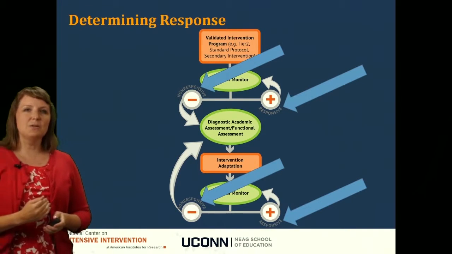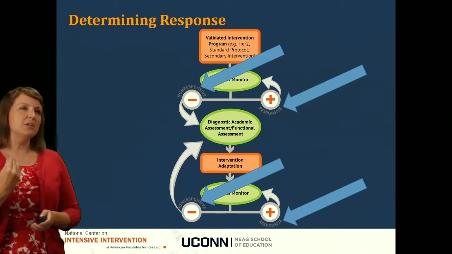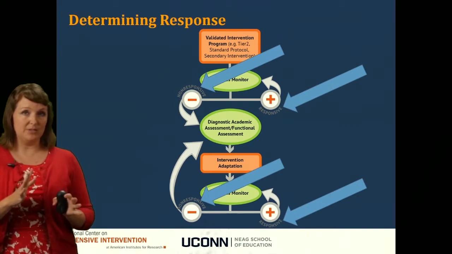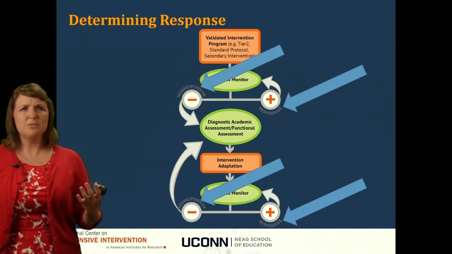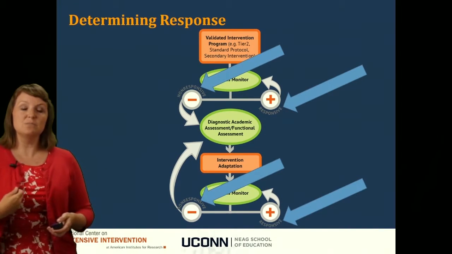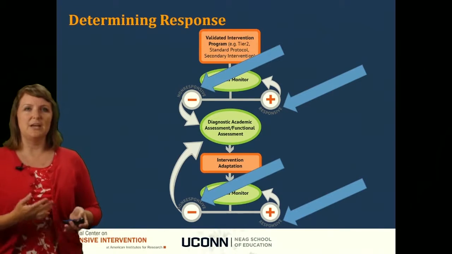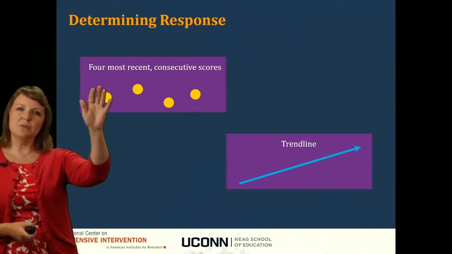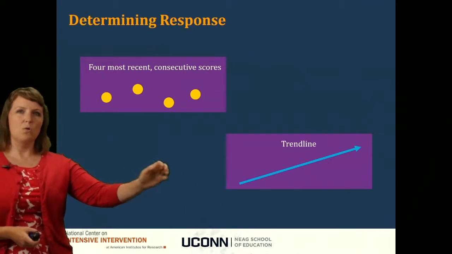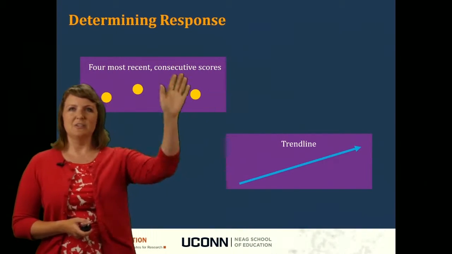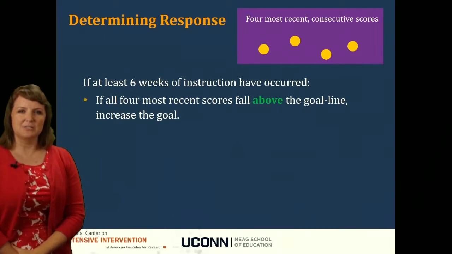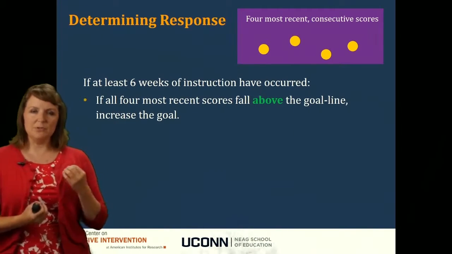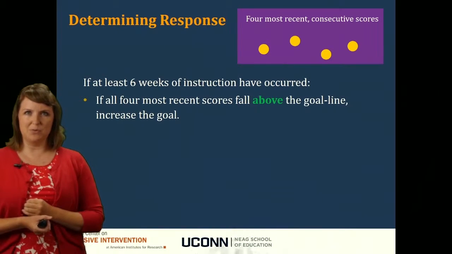Now, to help determine response, I'm going to introduce 2 ways to think about this. You only need to use one of the ways, but these are really the 2 most common ways that teachers make decisions about student data within a DBI framework. And that is using the 4 most recent consecutive scores or using a trend line. So let's go ahead and talk about this one first. So I can make decisions using the 4 most recent consecutive scores.